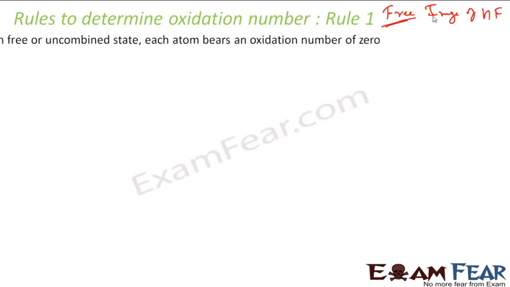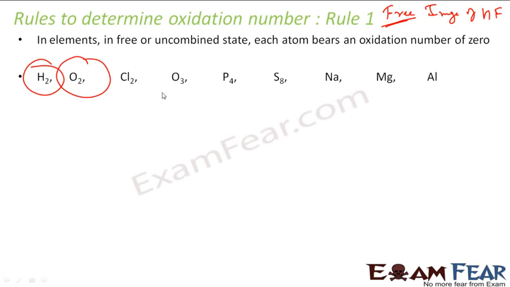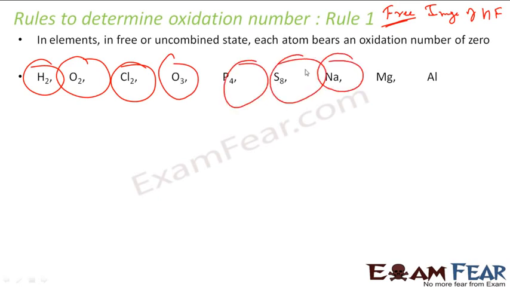So let's talk about the free part first. The free part says that elements in a free or uncombined state, each atom bears an oxidation number of 0. For example, hydrogen H2 oxidation number is 0, O2 oxidation number is 0, Cl2 oxidation number of each of the element's atoms is 0, O3 everything is 0, P4 0, S8 0, Na in free state is 0, Mg free state 0, aluminum free state 0.